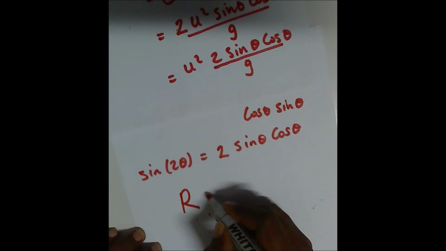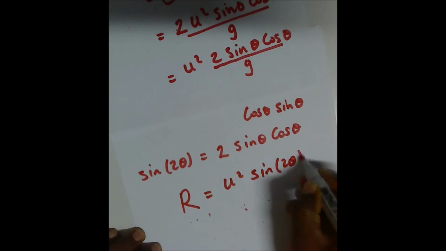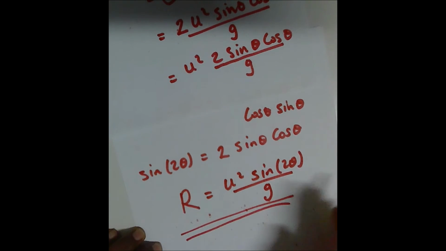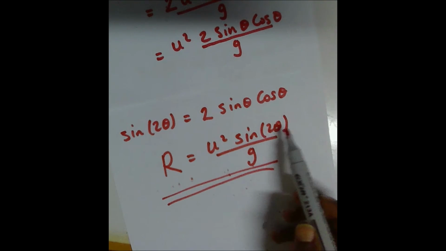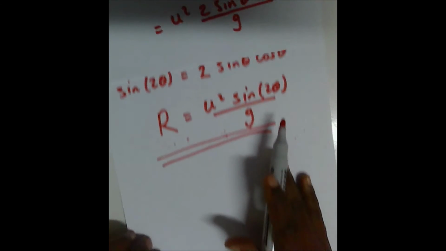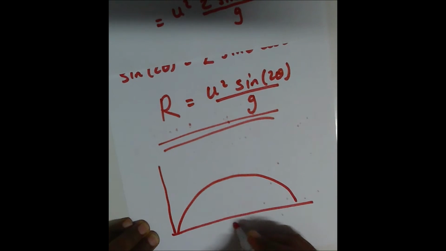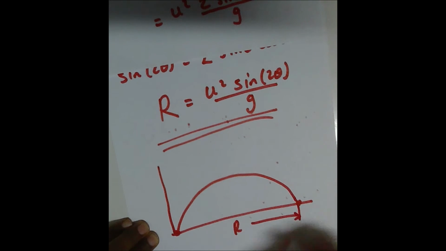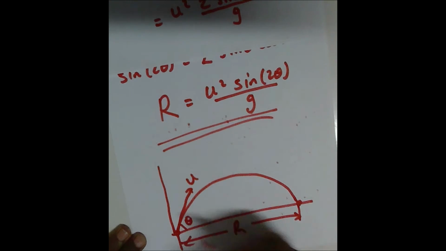Therefore, range is equal to u square sine 2 theta divided by the acceleration due to gravity. So this is how you find the range: simply u square sine 2 theta over g. In this projectile motion, this is the range, from the point of projection to the end point. So how do you find the maximum range for a constant u value if you have theta?